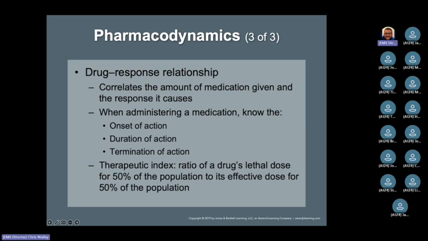So, drug response relationships. Once the medication finds that particular target tissue, it needs to accumulate to a sufficient concentration to produce the desired effect. The drug response relationship correlates the amount of medication given and the response that it's supposed to cause. When administering a medication, you need to know the onset of action, the duration of action, and then the termination of action. So you're basically trying to figure out its shelf life within the body.